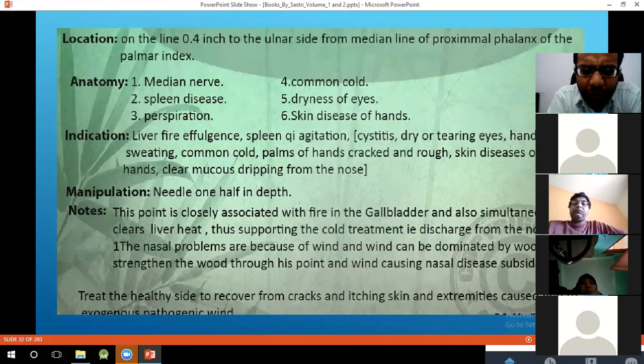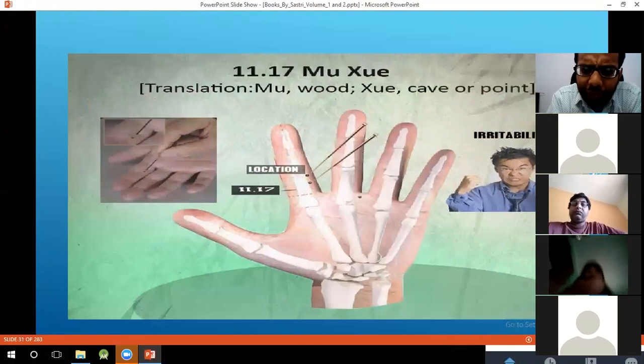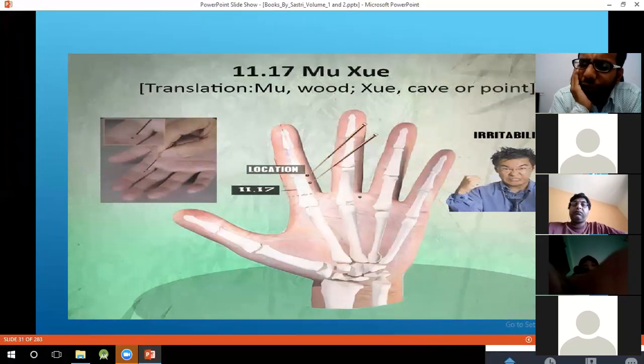This point is closely associated with the fire in the gallbladder and also simultaneously clears the liver, thus supporting the cold treatment and discharge from the nasal problems. Because there is a lot of nasal discharge also in children, also put some laser pen in this area. 11.17 also subsides the frequent irritation, tachycardia, bradycardia also.